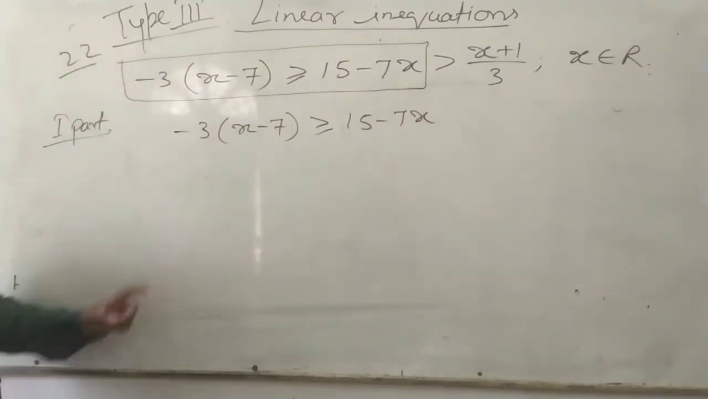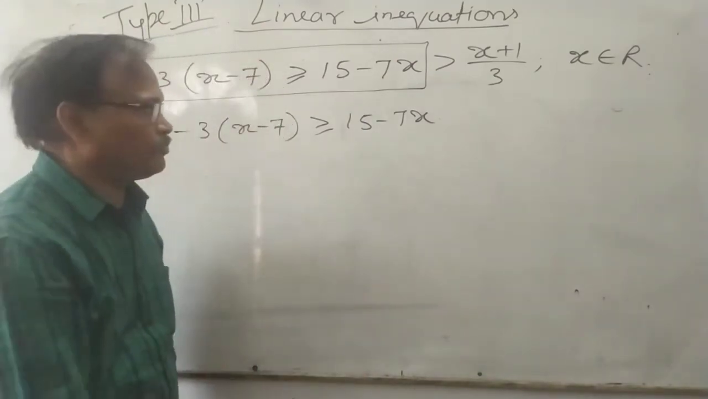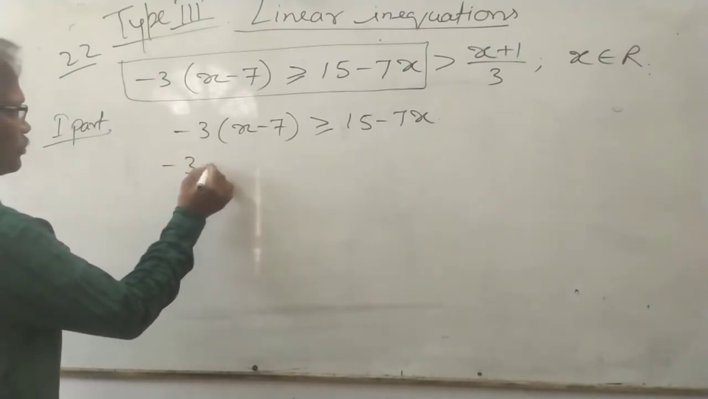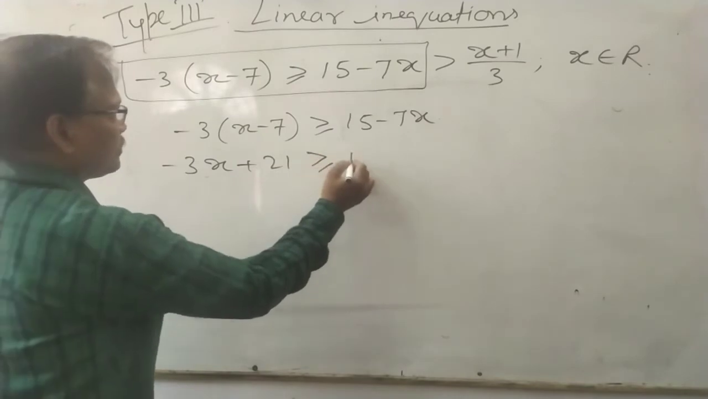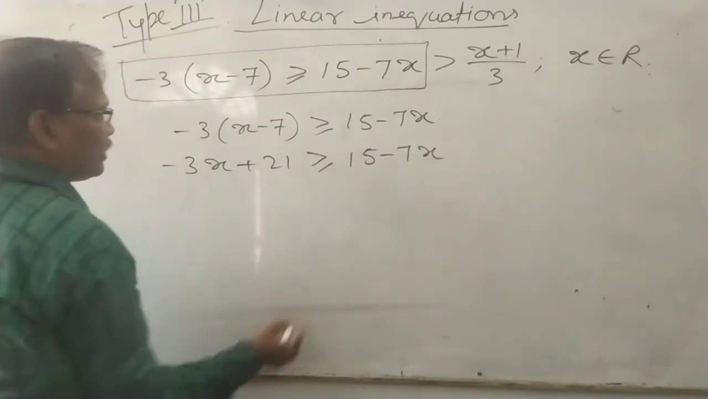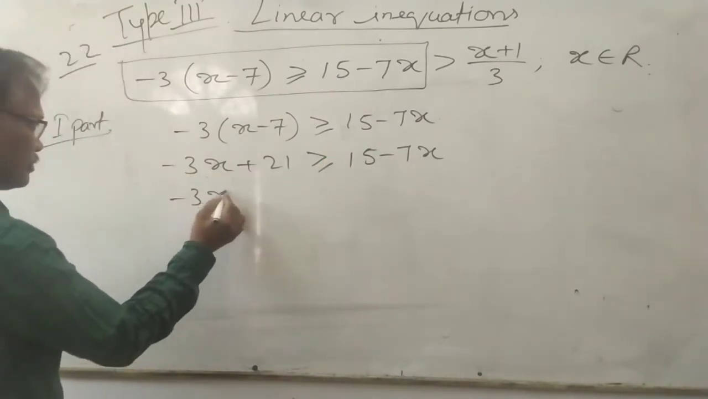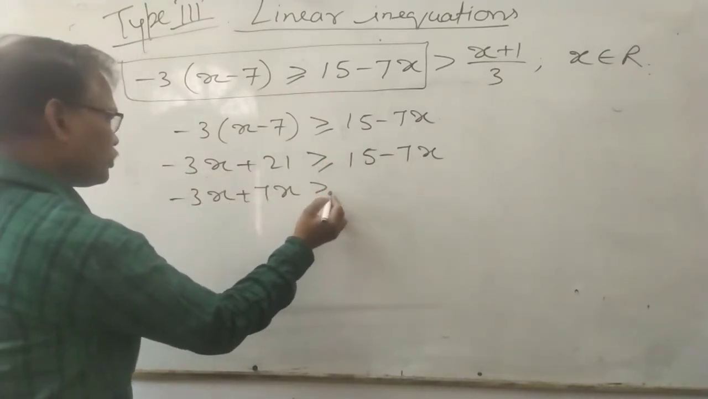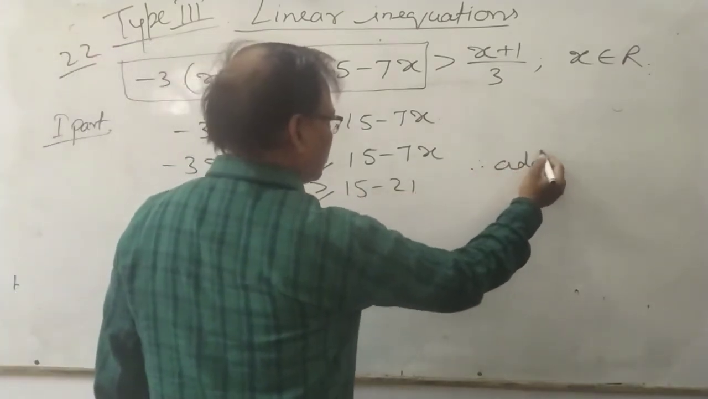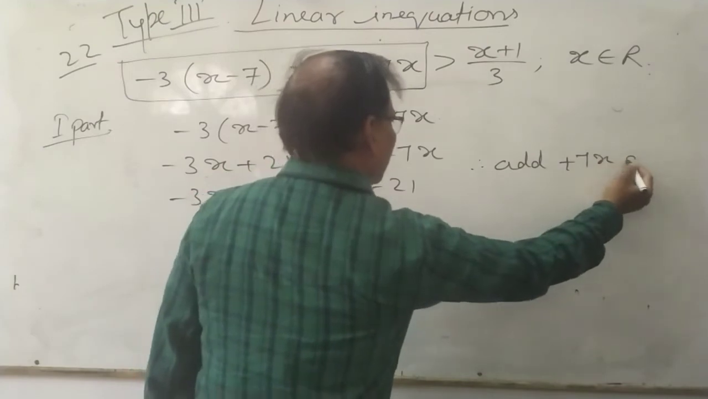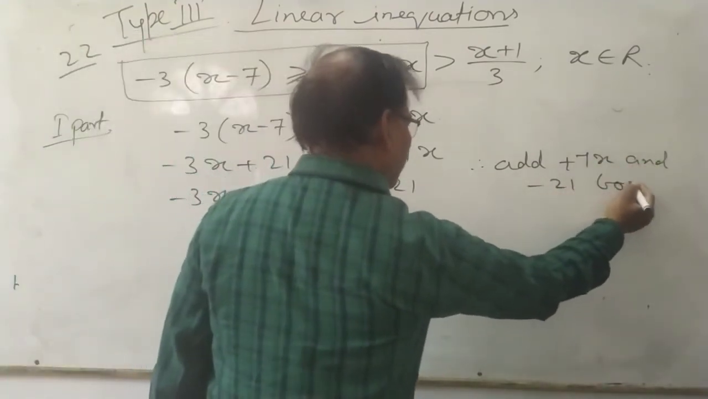Clear? And simplify as type 1. जैसे type 1 simplify किया था वैसे ही type simplify करें. So first you multiply the bracket, open the bracket plus 21, and then write minus 7x here and 21 there, 15 minus 21, add plus 7x and minus 21 both sides.